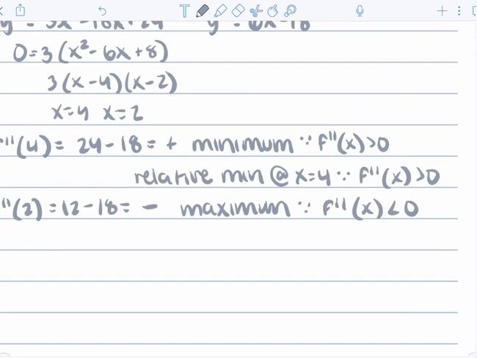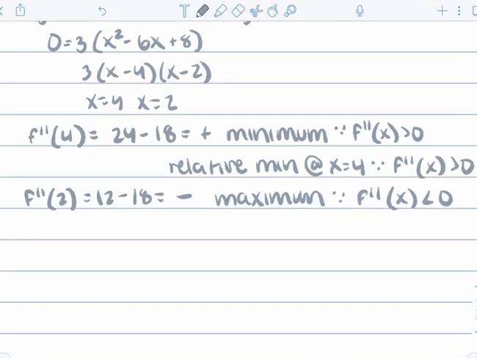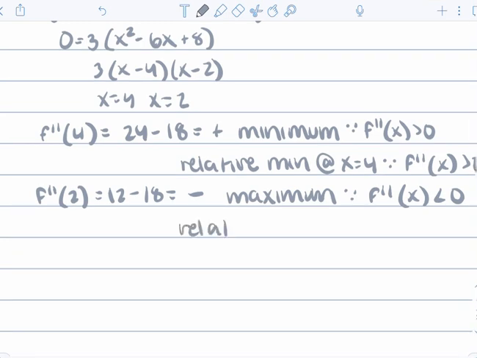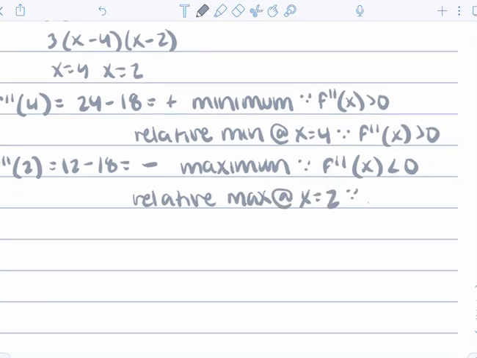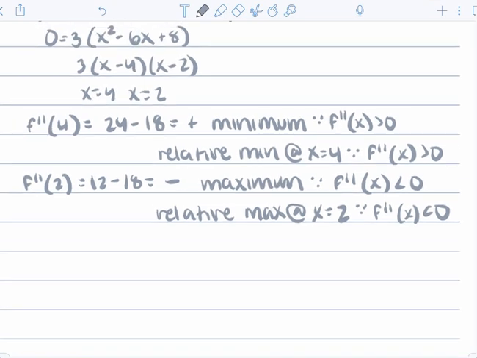And the reason why it's opposite: you would think that if it's positive there would be a maximum, but there's a minimum because when it's positive, it's concaving upward, and when it concaves up, it automatically creates a minimum. So we can also say relative max at x equals 2 because the second derivative is less than 0.